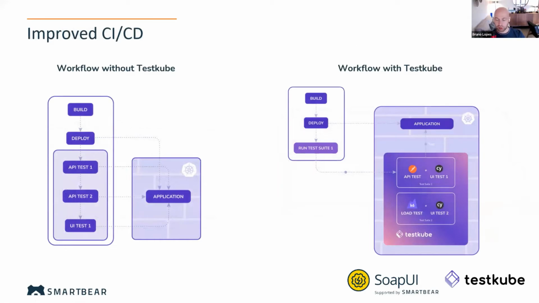So this is an example I was mentioning about how Testkube improves CI/CDs. On the left, you have different steps where you build and deploy your applications into a cluster. You have the application and you have different steps: API tests, UI tests, load tests, all of the tests that you want to do. So you can realize that the more tests you add and the more flows you have in your CI/CD, the more complex it will be.